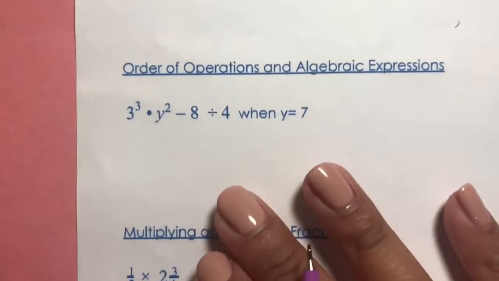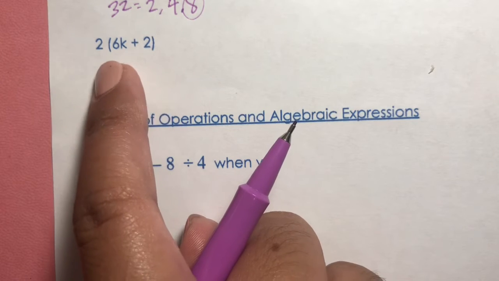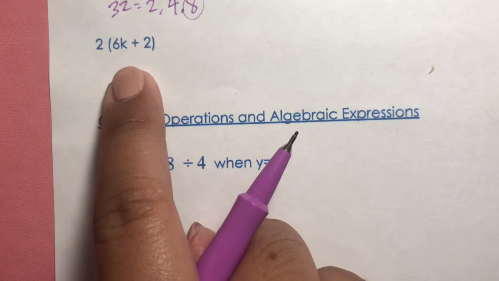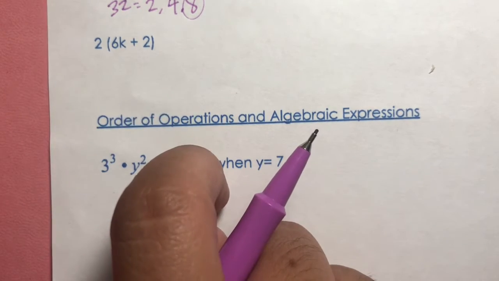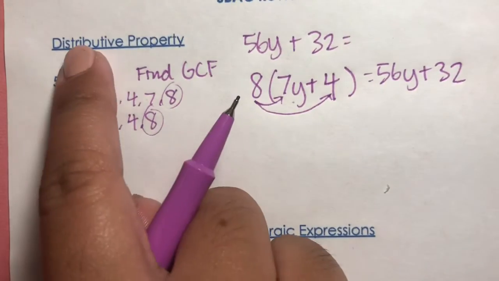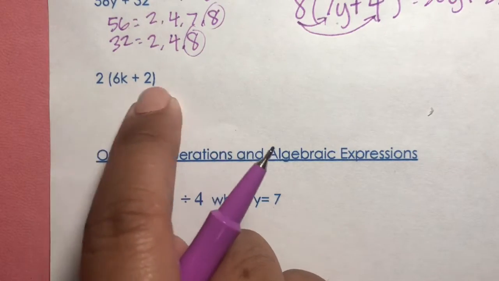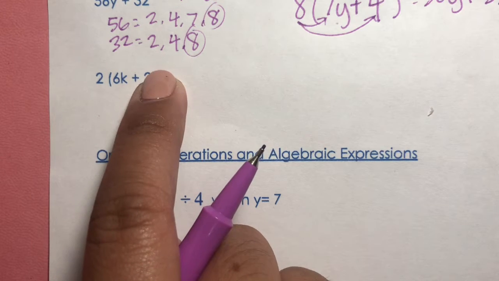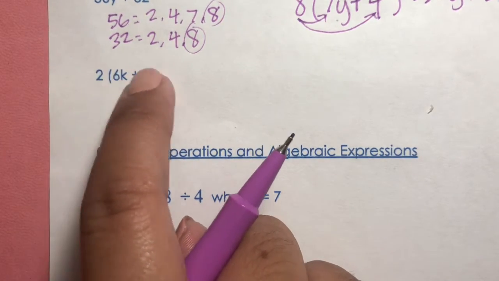Now, what if we see an expression like this? For this one it is much easier. We don't have to find the common factors. All we have to do is distribute this number into the numbers that are inside the parentheses. And that's why it's called the distributive property. You're distributing this number, multiplying it by the numbers inside the parentheses. You're distributing it to the other numbers.